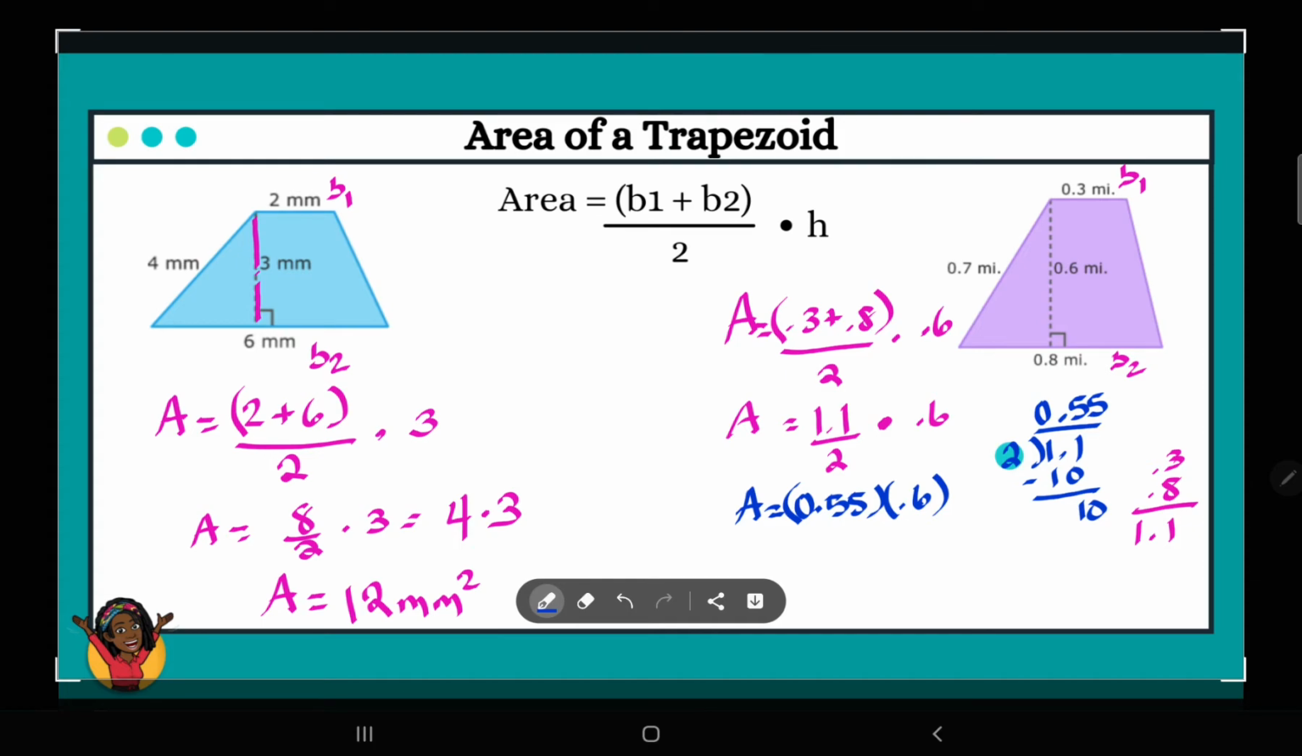So now we're going to go ahead and multiply those two together. To multiply, we're going to pretend like the decimal is not there, and then we're going to count the spaces at the end. So 55 times 6, 6 times 5 is 30, 6 times 5 is 30, plus 3 is 33. Now here we had 1, 2, 3 spaces, so we're moving 1, 2, 3 in our answer. So therefore the area is 0.33 miles squared.